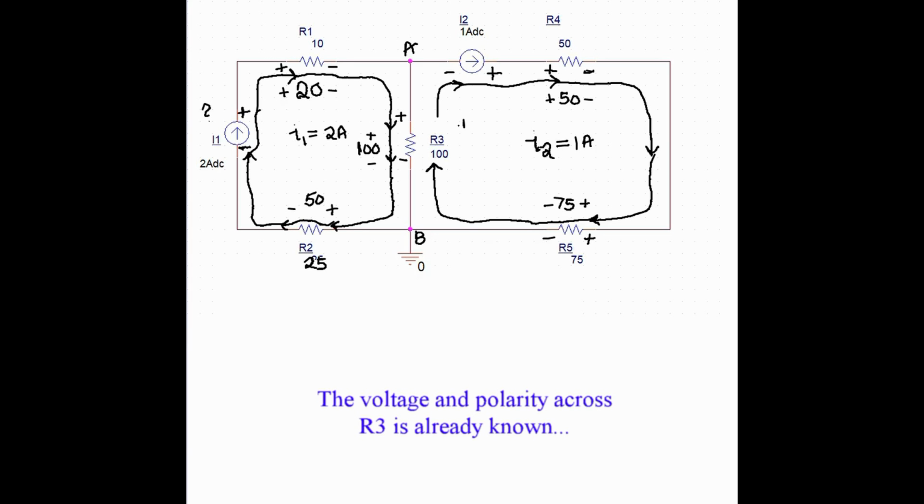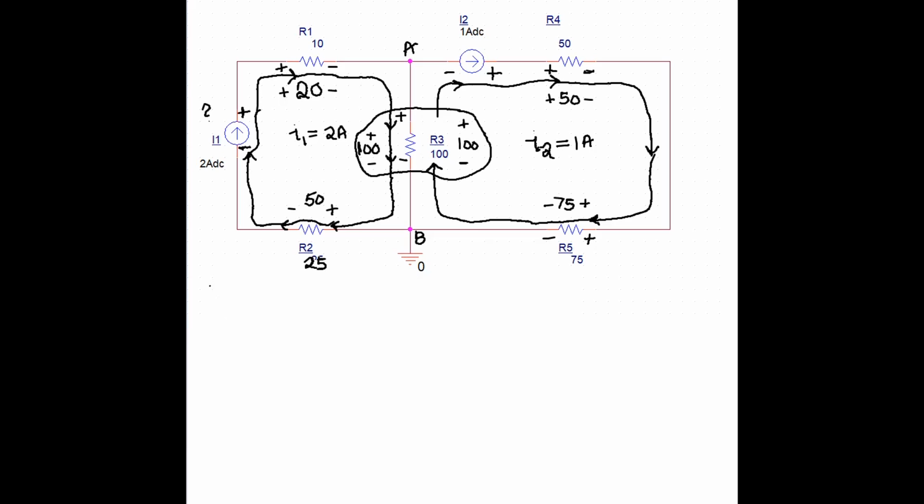The current through R3 was found using KCL, allowing us to find the voltage drop across R3. And this applies to both sides of R3, so in each mesh section.